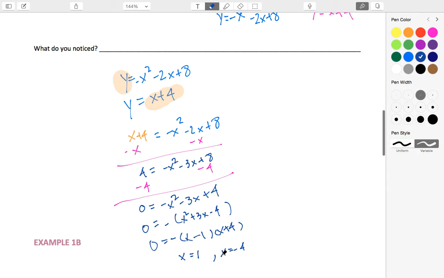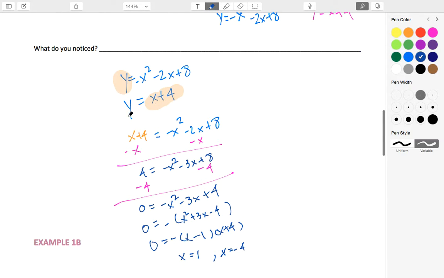Now, we didn't do anything wrong. Before, when we used substitution with systems of linear equations, you only got one x value, right? And then you're like, oh, okay, now I have to find the y value, substitute this into one of the originals. Well, we're going to do that, but 2 times, right? We're going to do one for x equals 1 and another for x equals negative 4.